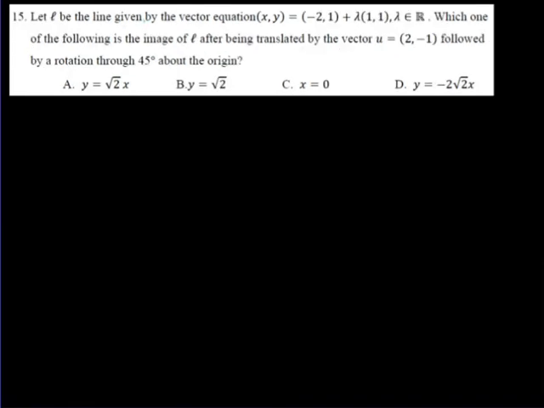Let L be the line given by the vector equation (x, y) is equal to (minus 2, 1) plus lambda into (1, 1), where lambda is an element of the real numbers. This is the vector equation of the line. Which one of the following is the image of this line after being translated by the vector u is equal to (2, minus 1) followed by a rotation through 45 degrees about the origin? Here we need to be very careful in determining the solution of such problems.